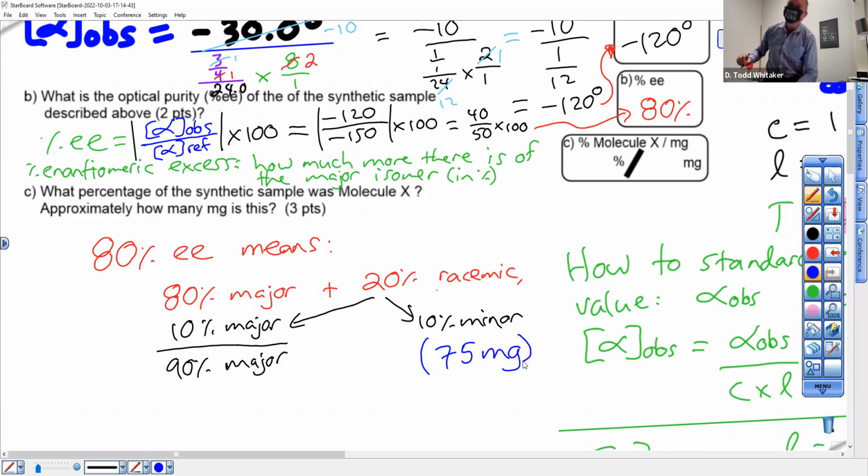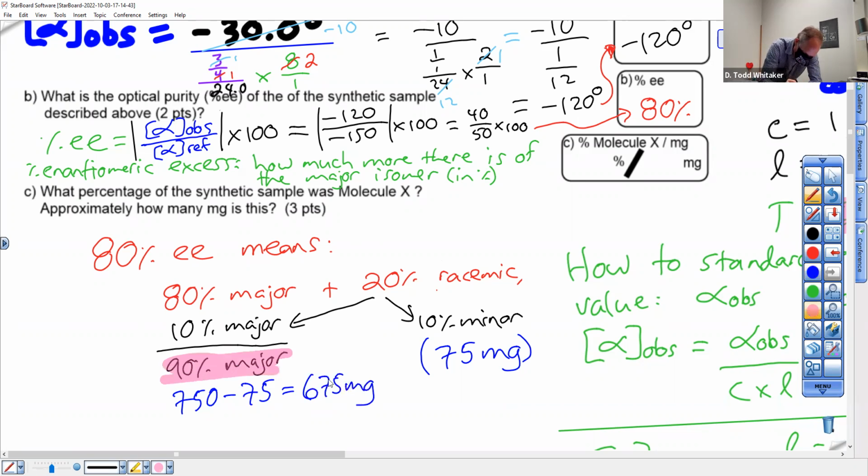What was the total milligrams? 750. What's 10% of 750? 75. You went 1%. Yeah, he said 7.5 by mistake. And 90% is 750 minus 75, if you want to think about it. 675. Final answer is this and this.